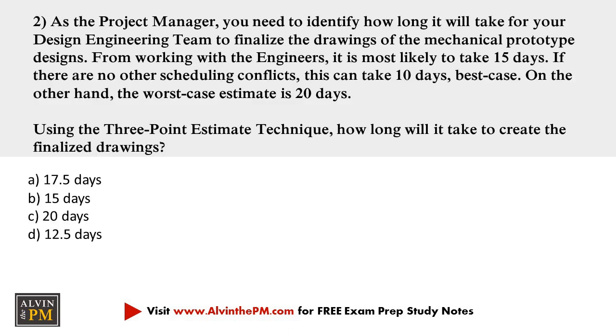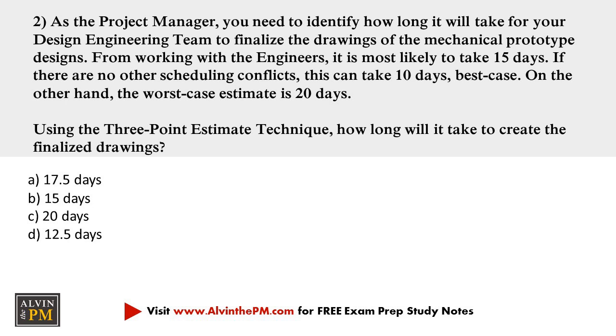Question 2. As a project manager, you need to identify how long it will take for your design engineering team to finalize the drawings of the mechanical prototype designs. From working with the engineers, it's most likely going to take 15 days. If there are no other scheduling conflicts, this can take 10 days best case. On the other hand, the worst case estimate is 20 days. Using the 3-point estimate technique, how long will it take you to create the finalized drawings? A. 17.5 days, B. 15 days, C. 20 days, or D. 12.5 days? Pause the video and we'll reveal the correct answer in a couple seconds.